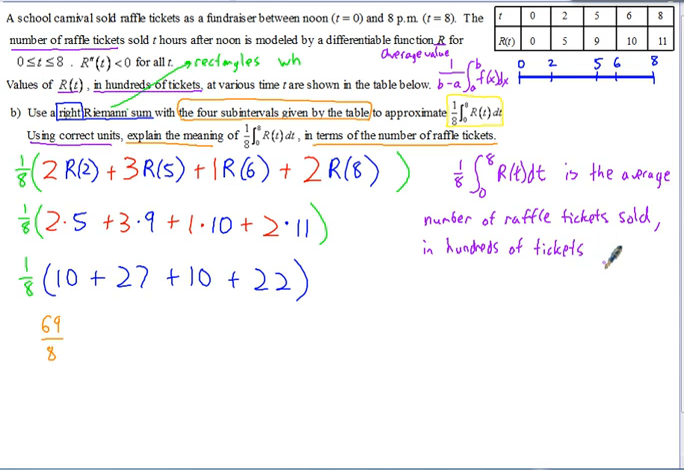And there's one more thing we have to reference when we're explaining the meaning of this, and that's the time interval here. Normally you could just say from t equals 0 hours to t equals 8 hours. But here they actually tell you what those represent in the context of the day. They tell you t equals 0 is noon and t equals 8 is 8 p.m. So you can say more specifically on this problem, from noon to 8 p.m.